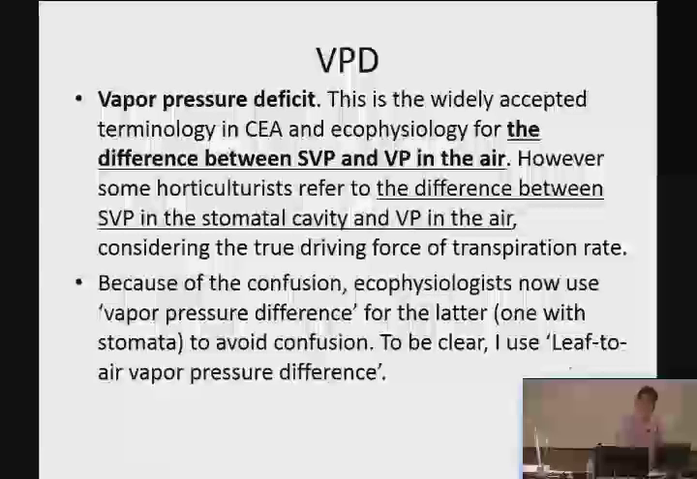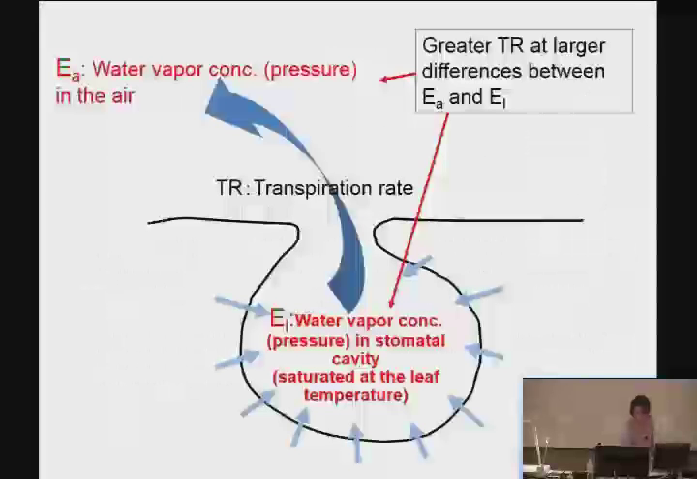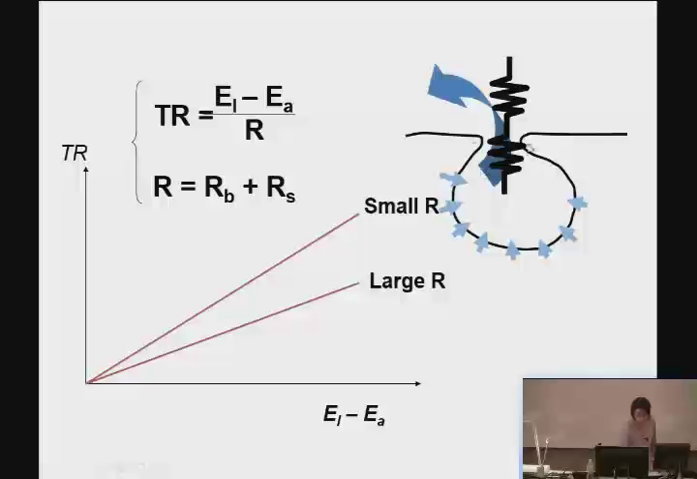But because it's too close in terms of terminology, I usually say leaf to air vapor pressure difference when I want to consider the saturation based on the leaf temperature. Okay, so when I say leaf to air, that means leaf temperature based. If you consider the leaf temperature, because remember that in the temperature section, leaf temperature could be a few degrees or several degrees higher or lower, right? So that's why they want to include the leaf temperature in this VPD concept.